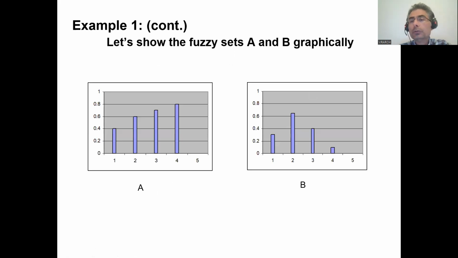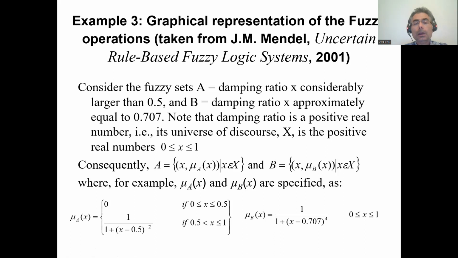And how would you be able to show it graphically in a discrete form? Here we go. This is the case. Fuzzy set A and fuzzy set B, you have these members, with the degrees of membership here. So you can show this graphically here. Okay, and this is another way of graphical representation of fuzzy operations, but this time it's continuous membership functions rather than discrete ones. So let's give an example.